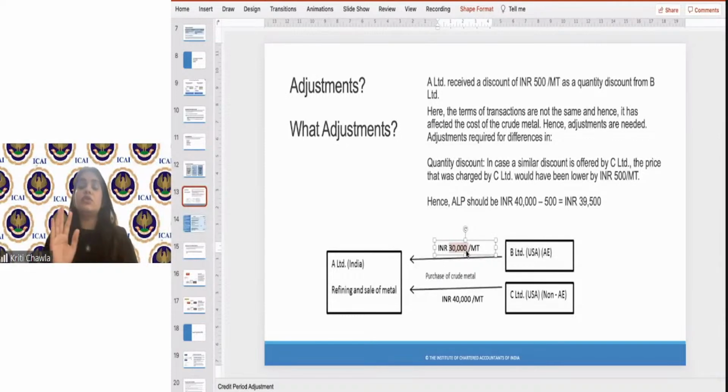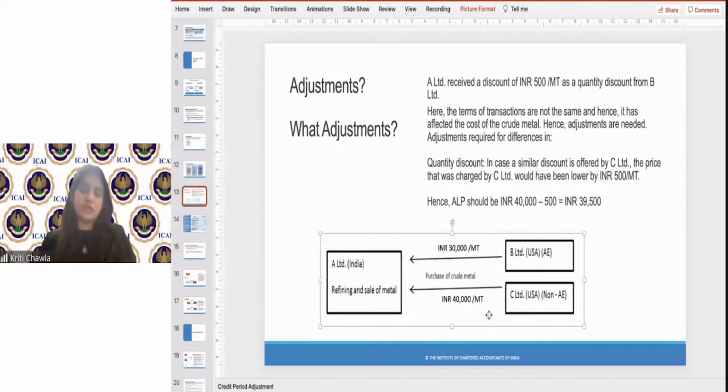And we knew that we can actually adjust, because this is a very small adjustment to make, which is on quantity discount. We can make an adjustment and use this price as the ALP. But for that, we'll have to make an adjustment. Similar kinds of adjustments happen a lot. So, this is for quantity discount.